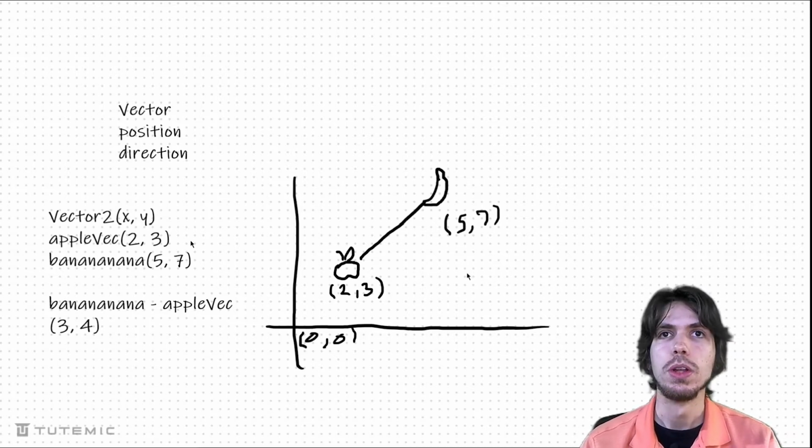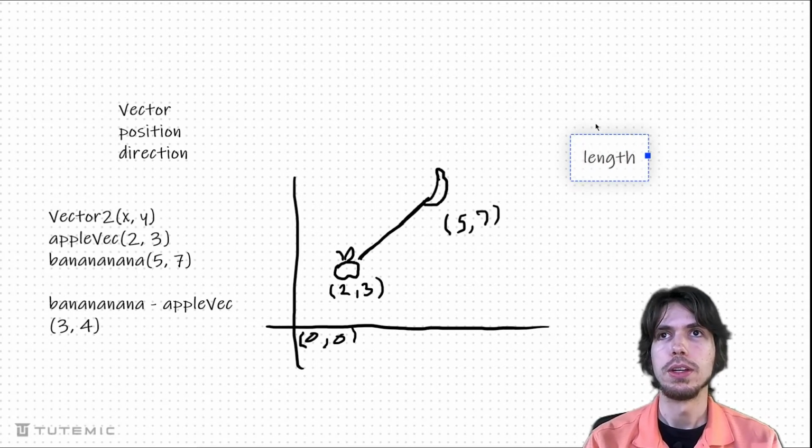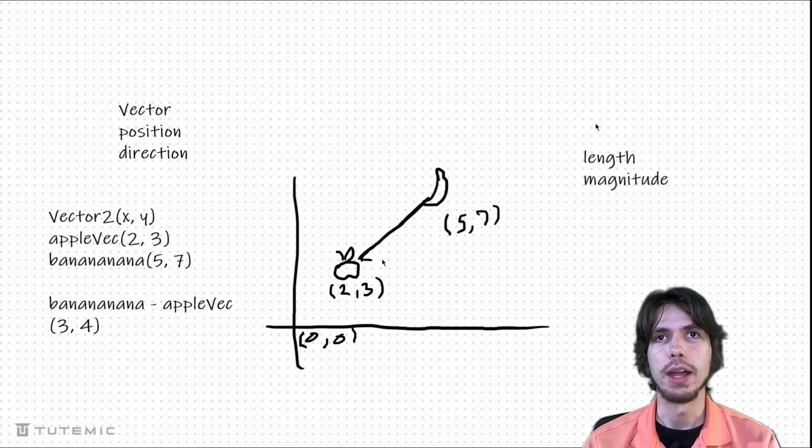But how is this useful? What we want to know is how long this vector is. That term long we can represent as the noun length, and also magnitude. Magnitude and length mean the same thing when we're talking about vectors. It's just talking about how long the vector is. How do we know how long the vector is? It's really just a simple geometry problem that you may remember from your geometry days. Hopefully your geometry days aren't over. Maybe they'll continue forever.